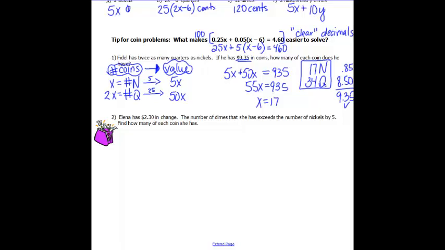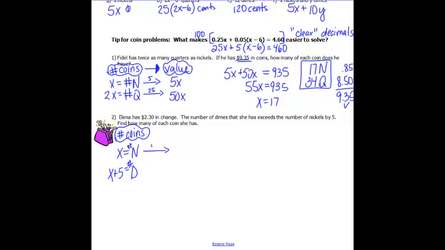Let's try another one. Elena has $2.30 in change. The number of dimes she has exceeds the number of nickels by 5. Okay, so the first thing I need to do is set up my let statements for the number of coins. She has 5 more than the number of nickels. So I let x be nickels because I don't know anything about that, and then I can let x plus 5 be the number of dimes, and this is the number.